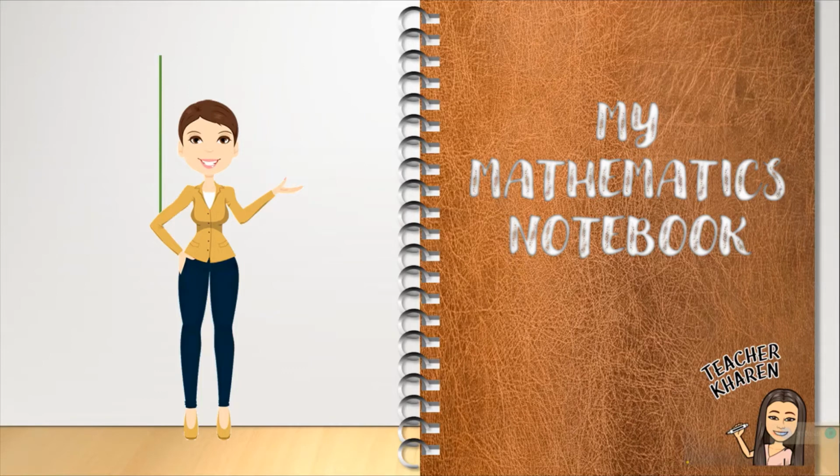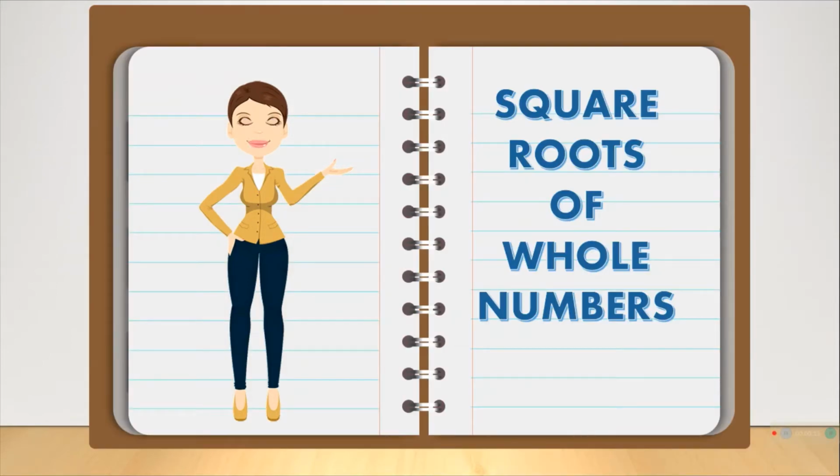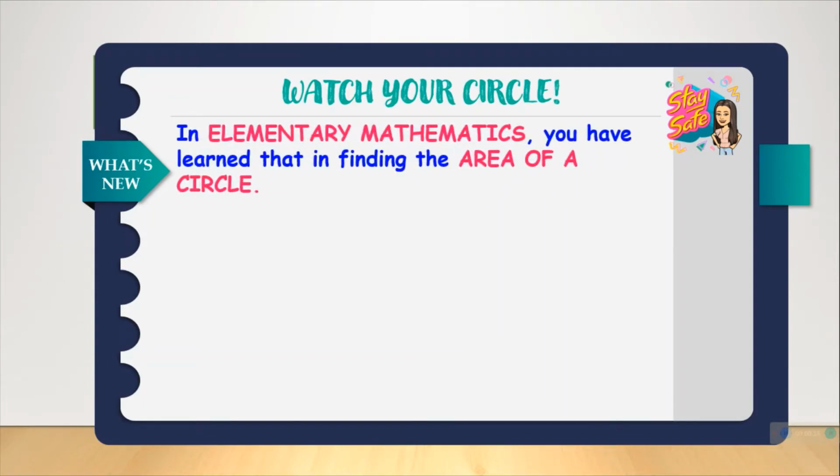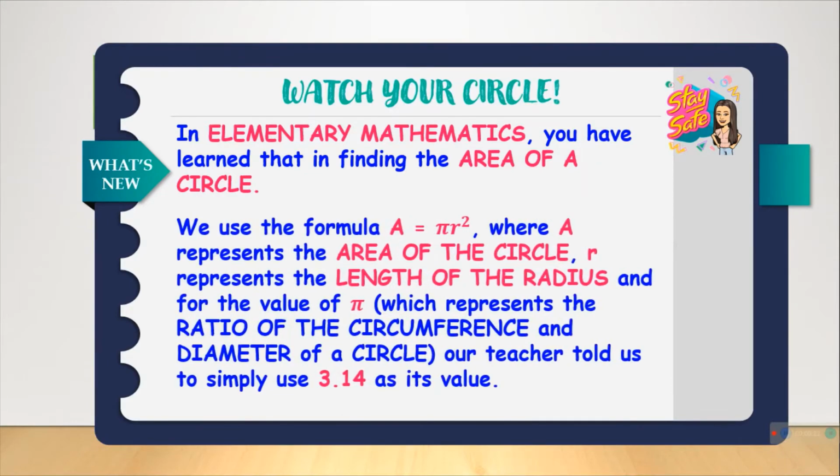So, the topic for today is square roots of whole numbers. In elementary mathematics, you have learned that in finding the area of a circle, we use the formula A is equal to pi r squared, where A represents the area of the circle, r represents the length of the radius, and pi represents the ratio of the circumference and diameter of a circle. Our teacher told us to simply use 3.14 as its value.